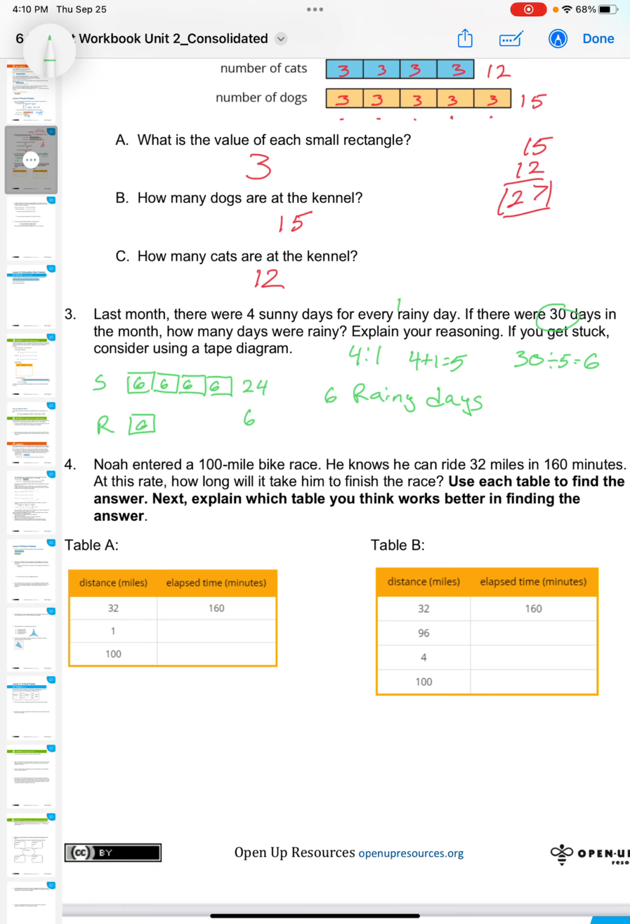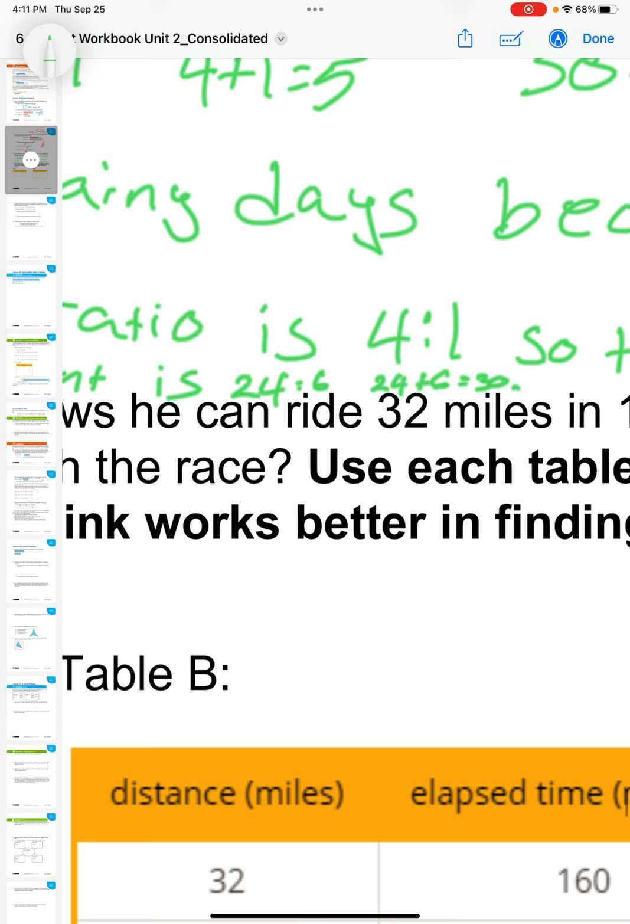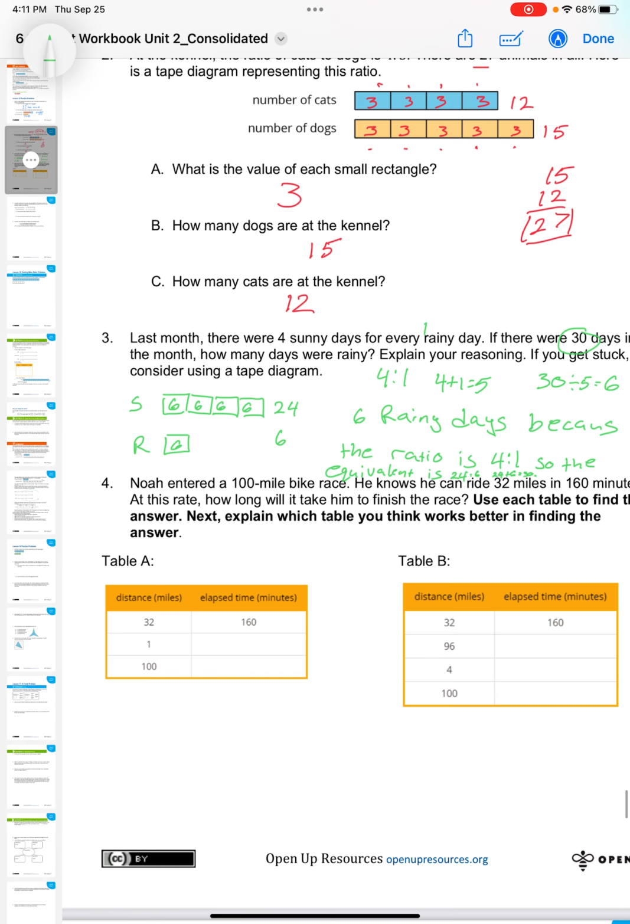Explain. Ratio is 4 to 1. So the equivalent is 24 to 6. 24 plus 6 is 30. Okay.